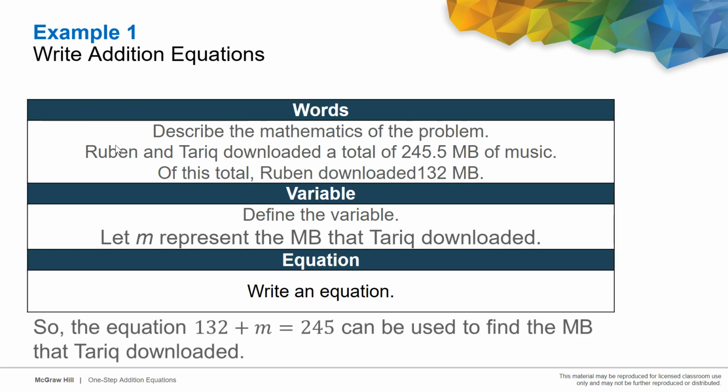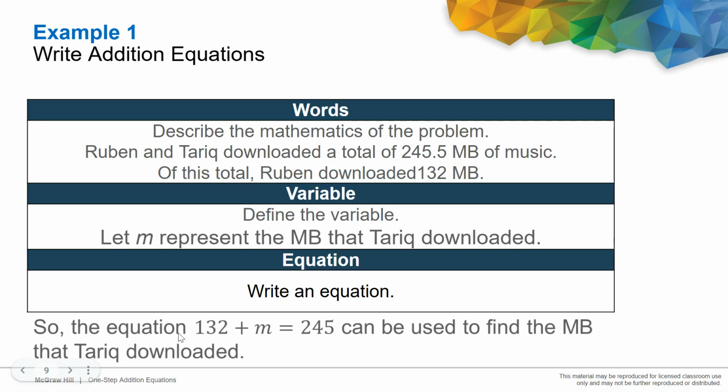So here is how to describe it in words. Ruben and Tarek downloaded a total of 245.5 megabytes of music. Of this total, Ruben downloaded 132. Let's define the variable. Looks like we're going to use M again. M stands for megabytes in this case, and that is representing the megabytes that Tarek downloaded. And then we can write the equation.